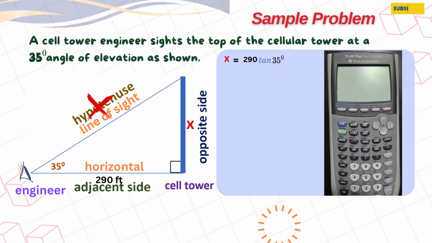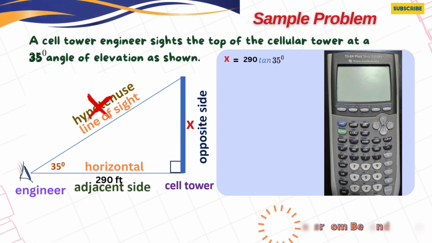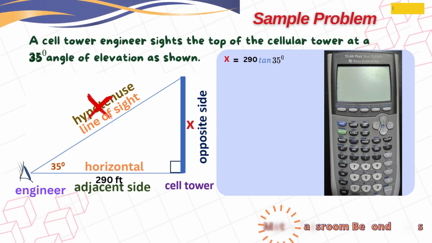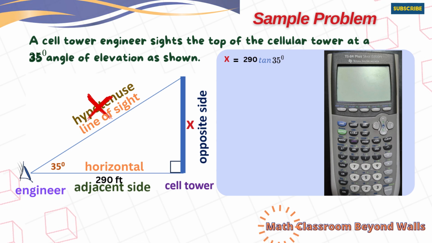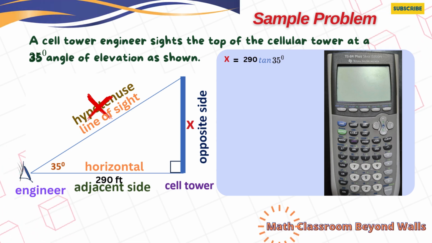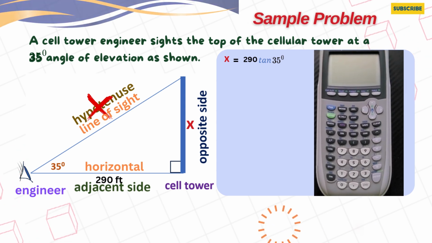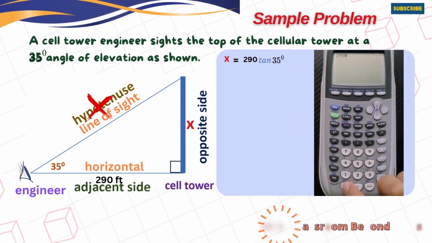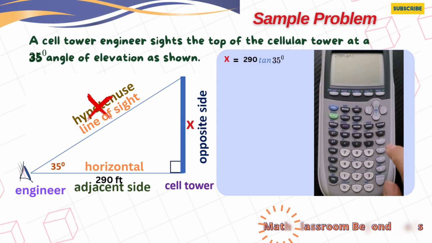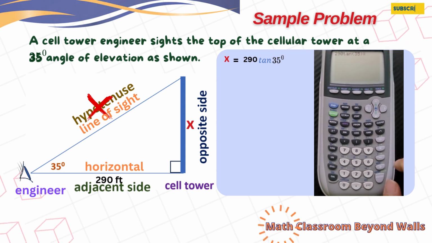Again, the equation that we want to solve is x is equal to 290 times tangent 35 degrees. We now type on our calculator exactly what the expression on the right side of the equation is, except for degree, for our calculator is already set in the degree mode. Okay, so type 290, then hit tangent, then type 35. This is now what you see on the calculator screen.